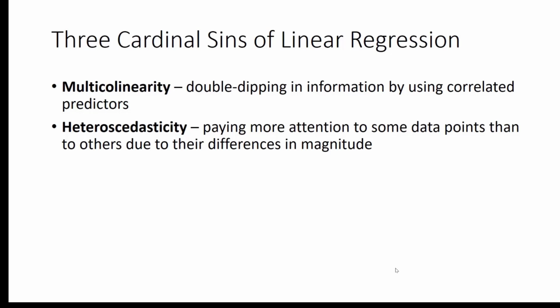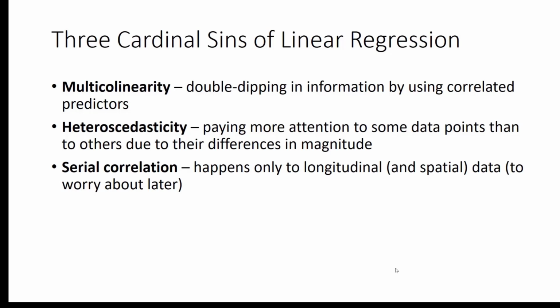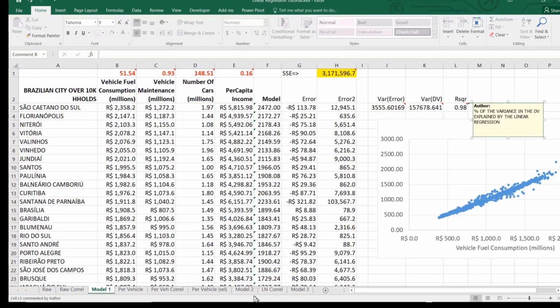And the third sin of linear regression is something that we are not going to cover in this tutorial. It's called serial correlation. This happens when you are looking at longitudinal data, data that is observed over time. And also, if you're looking at spatial data, data that is geographically located, where you have to take into account the vicinity between observations. This is what we call serial correlation or spatial correlation, something that you're going to have to worry about later.